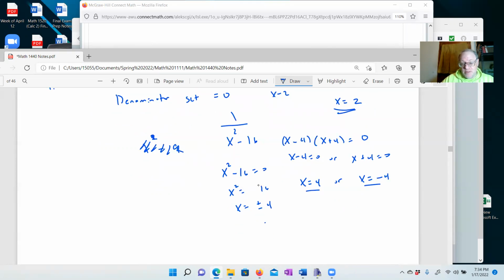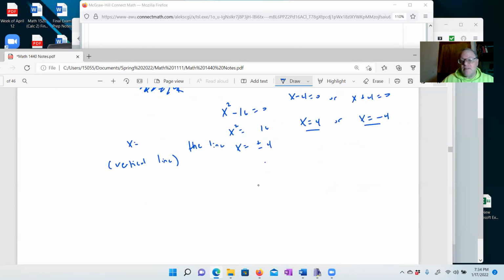So technically it's the line x equals 4 or x equals negative 4. Remember, if you just have an x equals something, the line is going to be a vertical line. They don't have to have a vertical asymptote.